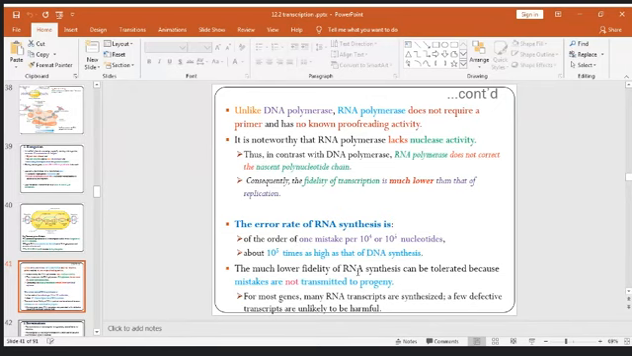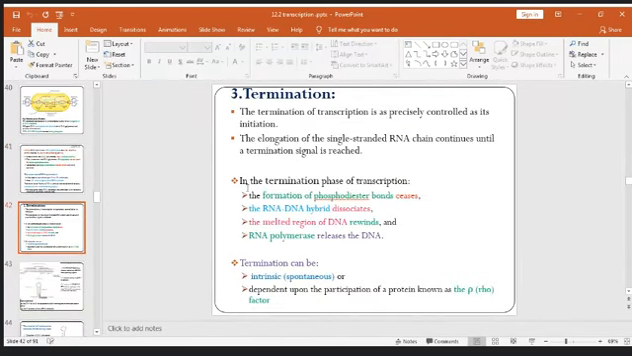The much lower fidelity of RNA synthesis can be tolerated because the mistakes are not transmitted to progeny. In DNA, since the template strand serves as the parental strand, the errors would be passed on, and there would be no alternative. So for most genes, many RNA transcripts are synthesized. A few defective transcripts are unlikely to be harmful. The remaining ones cannot act harmfully, since they may not have undergone translation, the synthesis of protein.